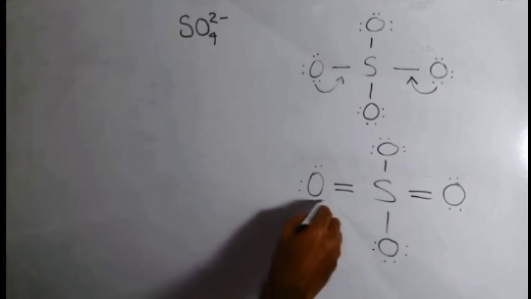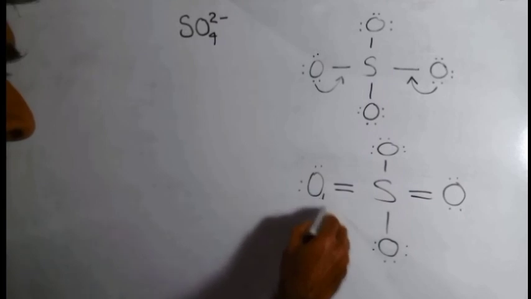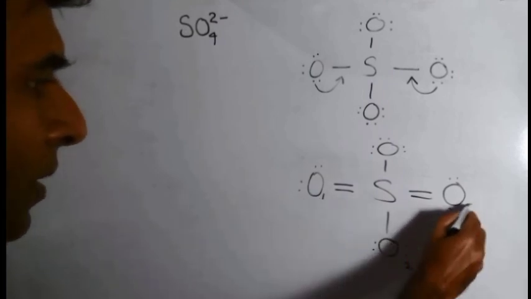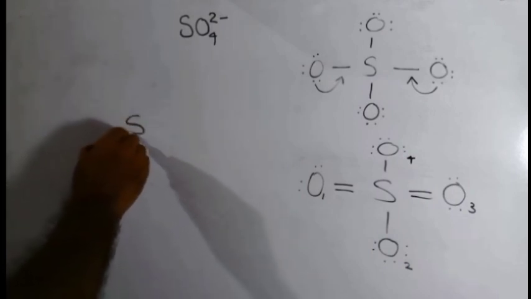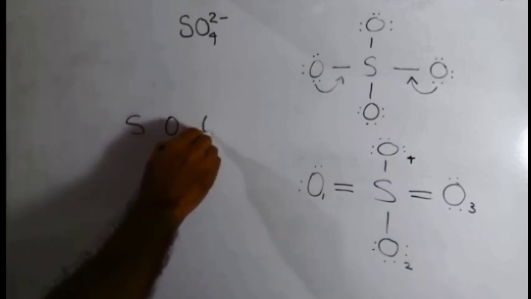Still we have to determine the charges of each atom. So I am going to number the oxygen atoms 1, 2, 3, 4. This is sulfur, and these are oxygen atoms.